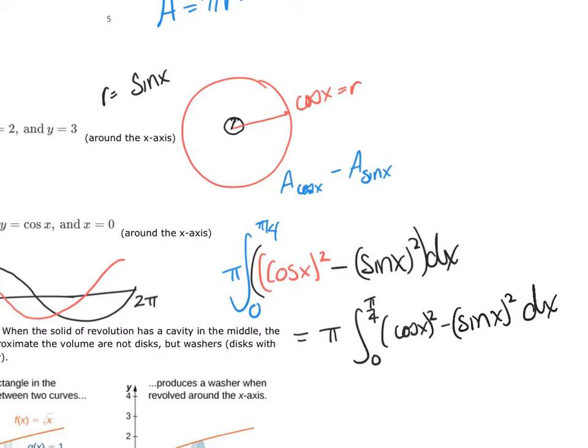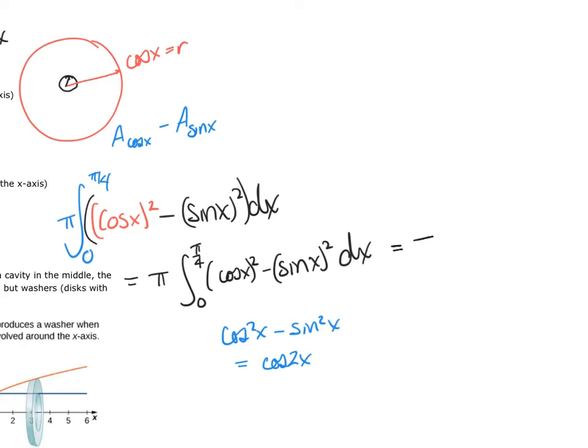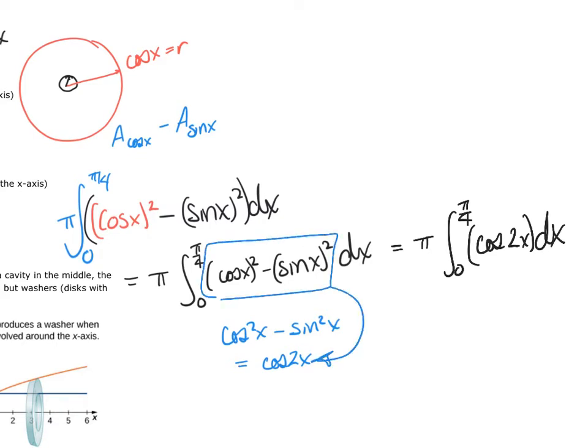And then if you remember right, I sent you all a trig cheat sheet that you would have had in pre-calculus 2. And we have a formula in pre-calculus 2 that if I have the cosine squared x minus the sine squared x, this is equal to the cosine of 2x. It's the double angle formula. So that tells me that this is equal to pi, and the integration from 0 to pi over 4 of the cosine of 2x dx, because this can be replaced with just the cosine of 2x.